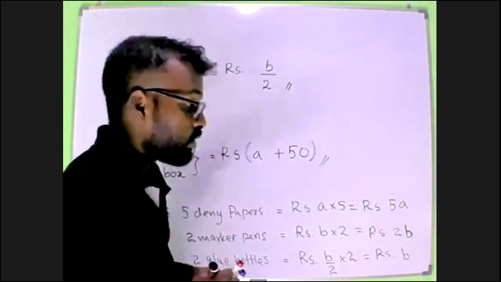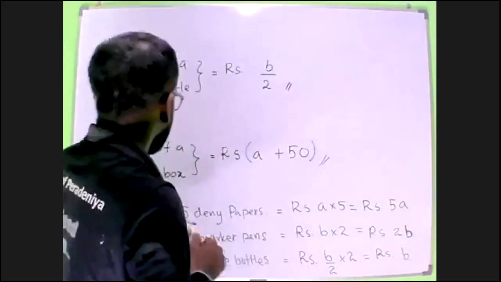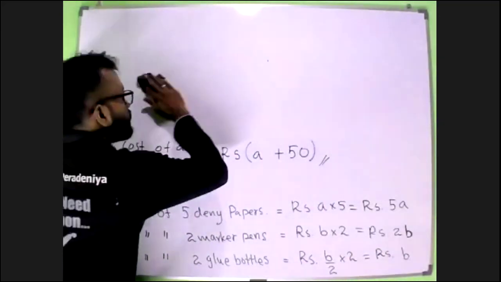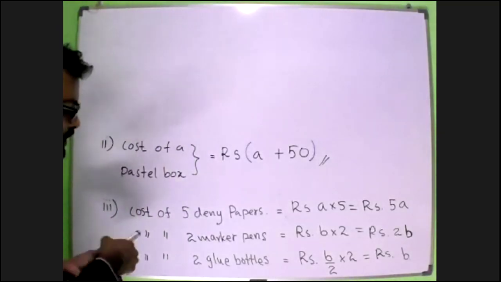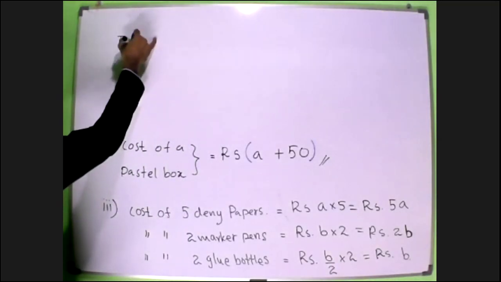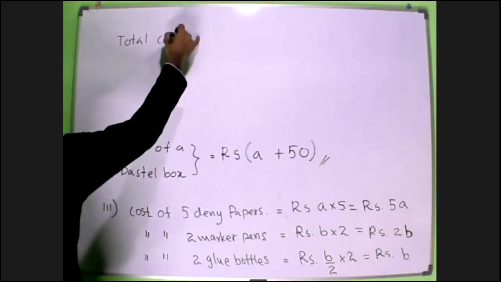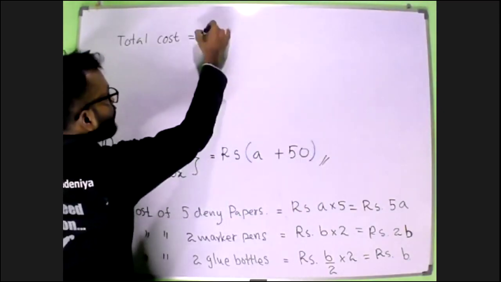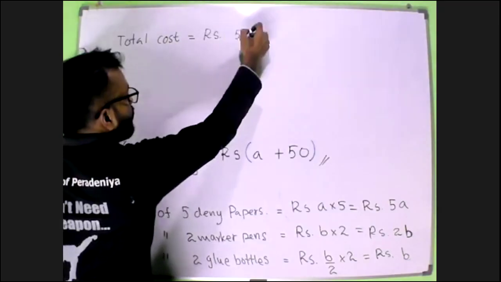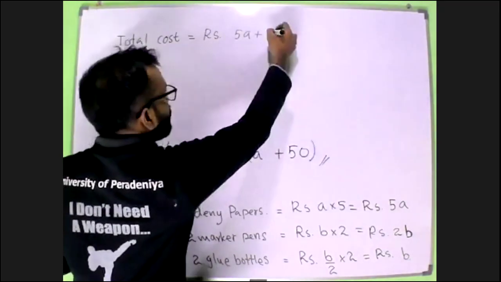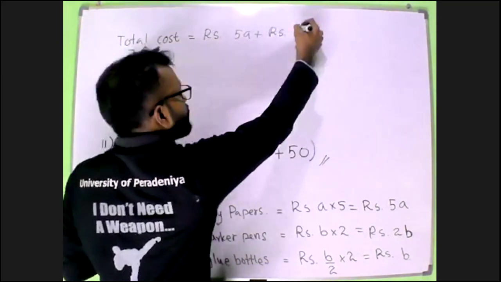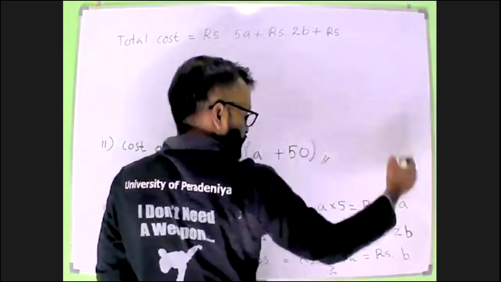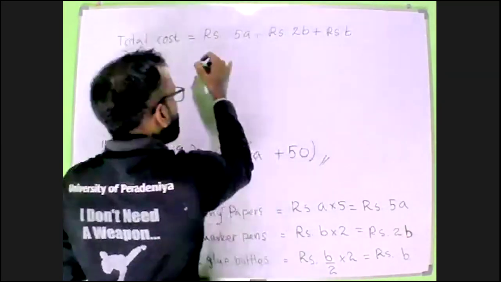B rupees. So altogether you have to write the total cost. So I will clear the upper side. So total cost: you have to find the total cost, equals, you have to add them. 5A plus 2B plus B rupees. So this is the total cost.